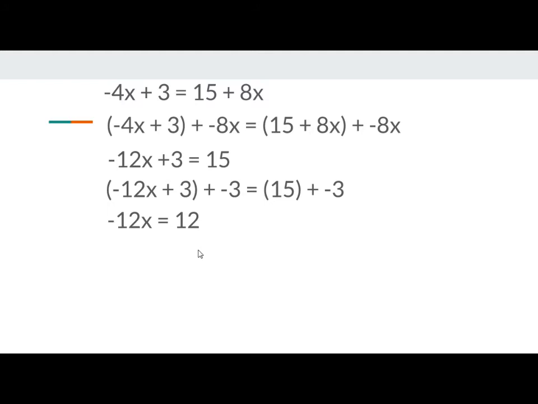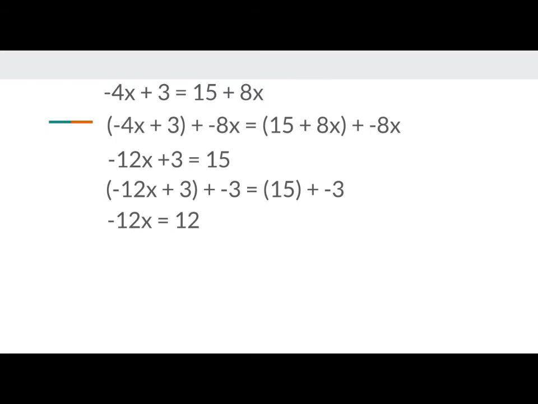X is negative 1. However, if it's not something you just see, if it's a fraction, a decimal, if the answer is the square root of 10, you may not be able to just see the answer. And so if that's the case, it's multiplication. So we want to undo that multiplication. There are 2 ways to do that. You could divide both sides by negative 12, and that would work.